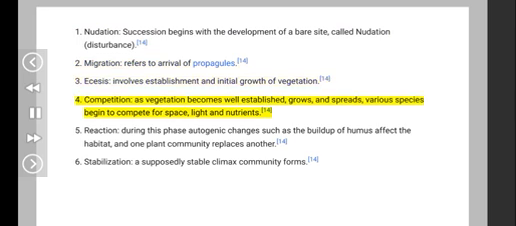4. Competition. As vegetation becomes well established, grows, and spreads, various species begin to compete for space, light and nutrients. 5. Reaction. During this phase autogenic changes such as the buildup of humus affect the habitat, and one plant community replaces another. 6. Stabilization. A supposedly stable climax community forms.